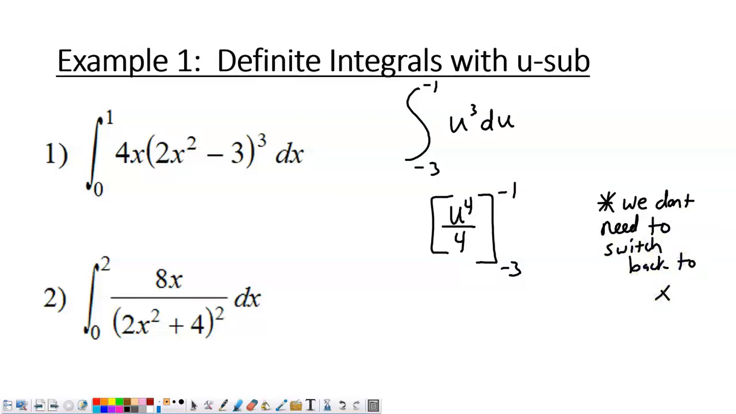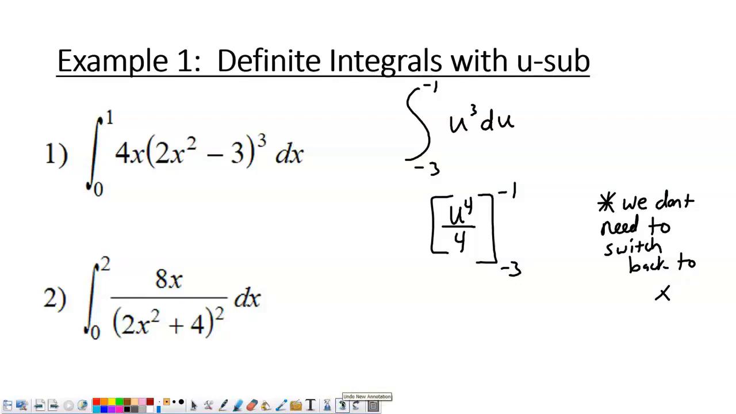So in other words, I don't need to replace u with this. And you could do that if you wanted to, but if you did it, you would have to change these numbers back. Okay? But there's no point in doing that. It really just makes it harder. So I would just leave it as this, and let's go ahead and go with that.